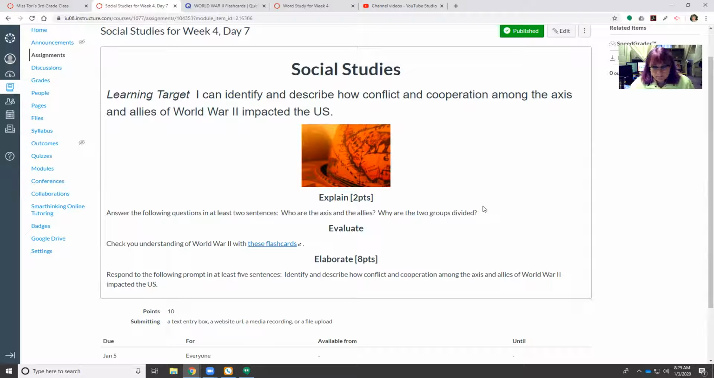So what does this mean? You're going to talk about the conflict that existed between these 2 groups of people. So we already defined who the Axis and Allies were in the explain. So you're going to say, this is what they were fighting about, and this is what we bonded over if they were working together, and how this disagreement and agreement came together and how that affected us as the United States.